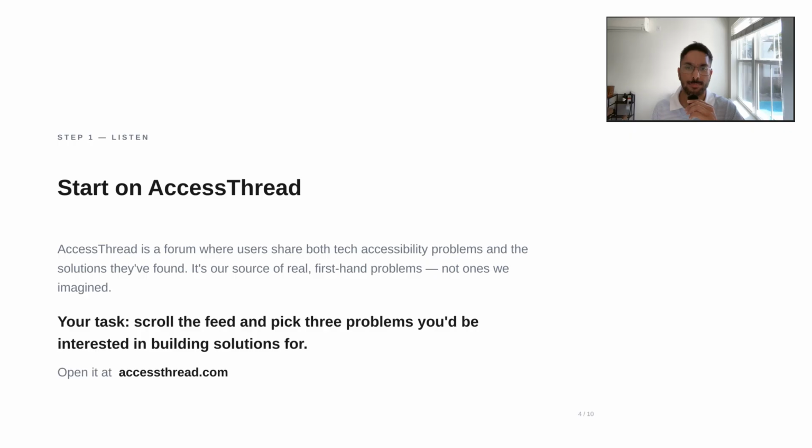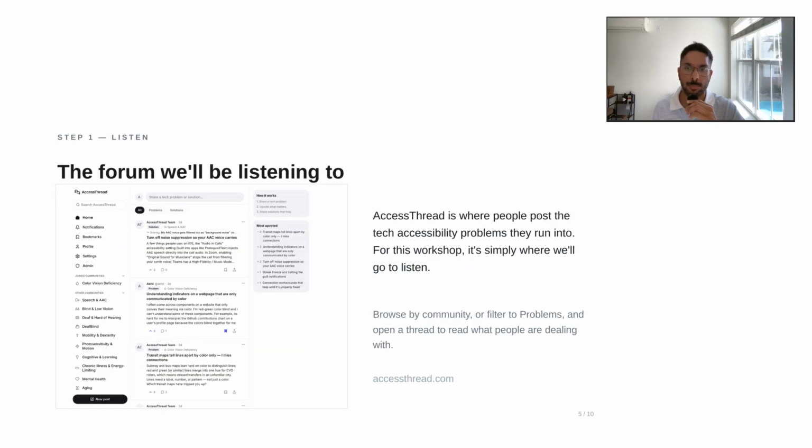This is what it looks like. It's a pretty standard forum feed. People post the tech accessibility problems that they run into day to day. You can browse by community or filter down to just the problems and open any thread to read what someone's actually dealing with. Go ahead and scroll for a bit and lock in the three problems that catch your attention.